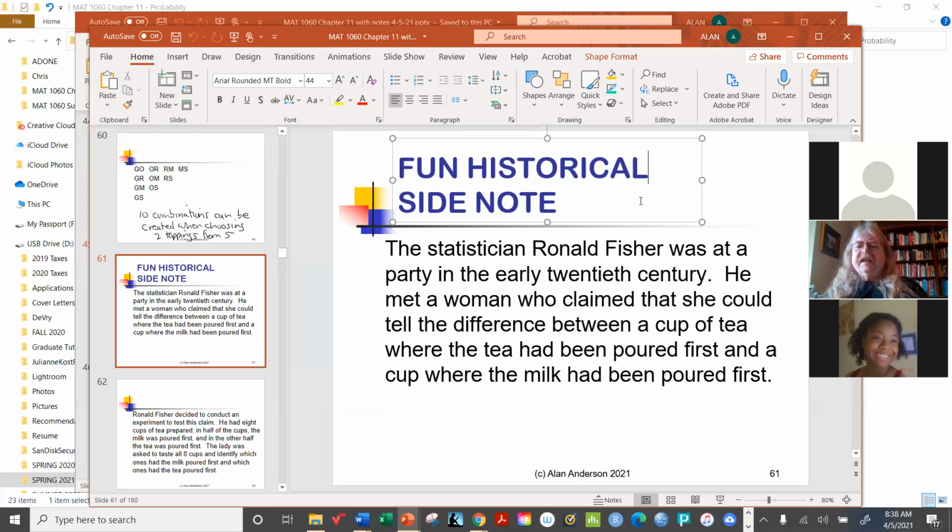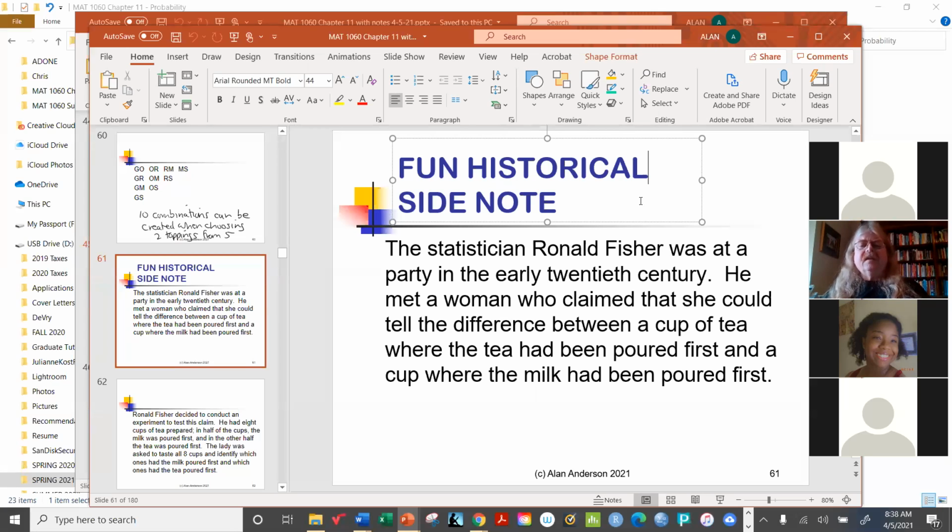So if that was really the case, each possible selection of teas would then count as a permutation. But if the order doesn't matter, and if you can't tell the difference, then each choice is a combination. So the statistician Ronald Fisher was at this party. He's a very famous figure in the history of statistics. And so, being Ronald Fisher, he decided it might be fun to conduct an experiment to see if this lady really knew what she was talking about.